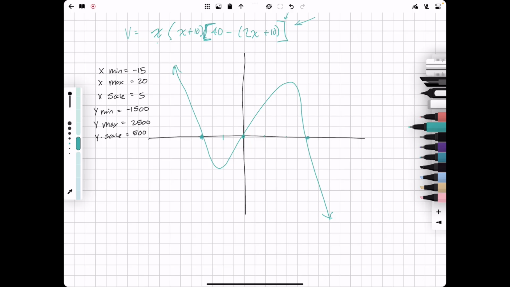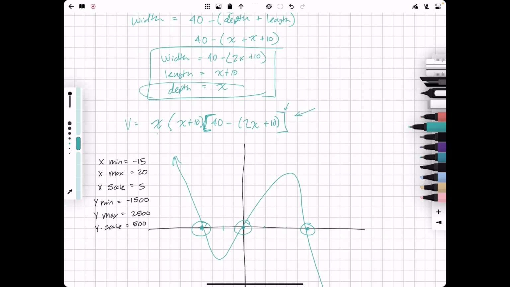But what do the intercepts represent? The x's. Think about what we defined x to be. X was the depth. So can the depth actually be 0? No. Can the depth actually be negative? No.